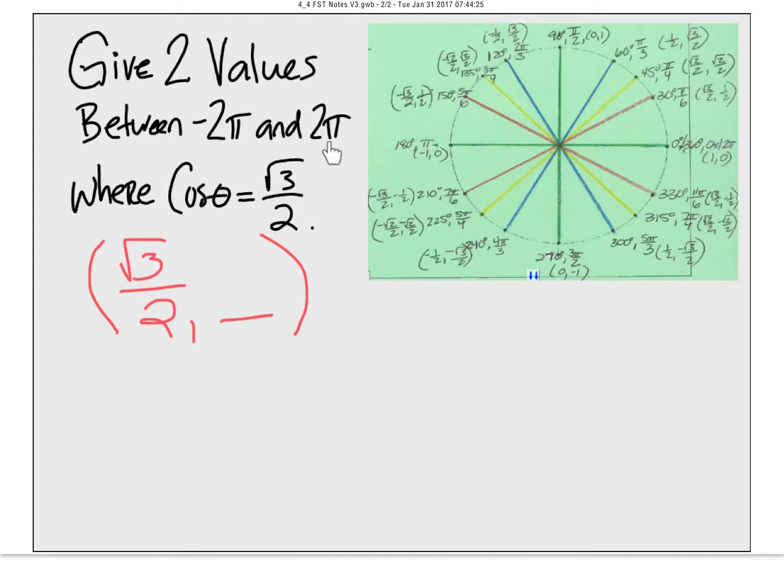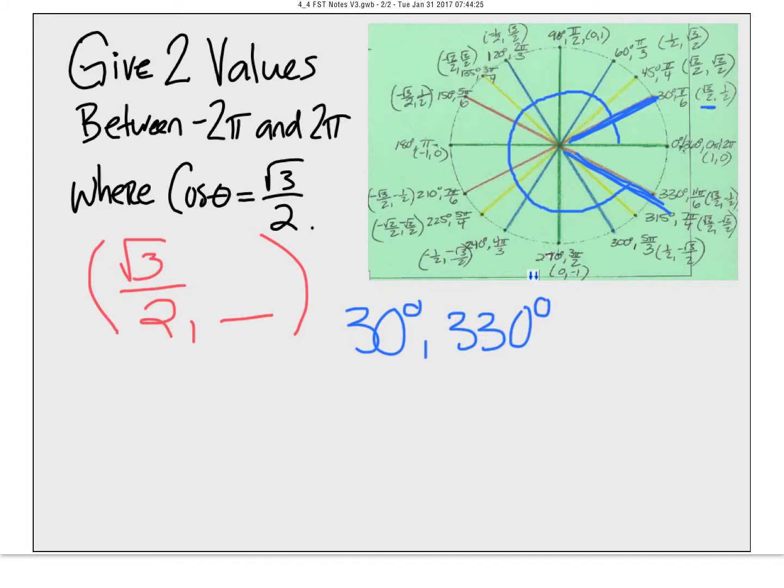So let's first do the rotation of positive 2 pi. If I rotate here at my starting point and I go a full 2 pi around, where does that happen? Well, the cosine equals the square root of 3 over 2 as I rotate right here at 30 degrees. And as we keep going, we're going to see that it doesn't happen again until we hit right here at 330 degrees. So if they asked me for the degrees, I would say 30 degrees and 330 degrees. If they wanted it in terms of radians, I would say it's pi over 6 and 11 pi over 6. So that's the forward rotation.